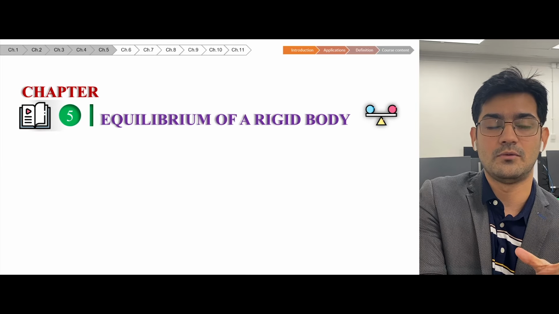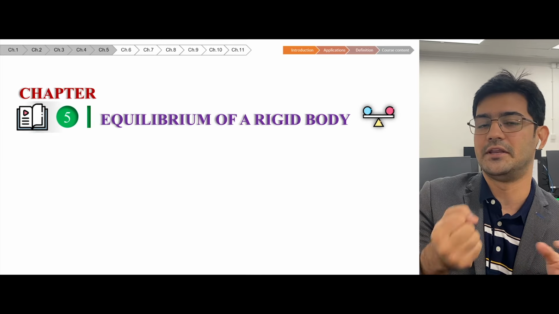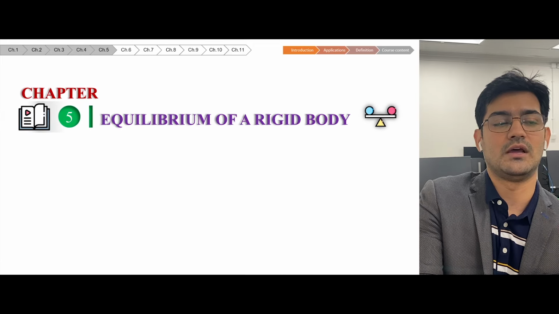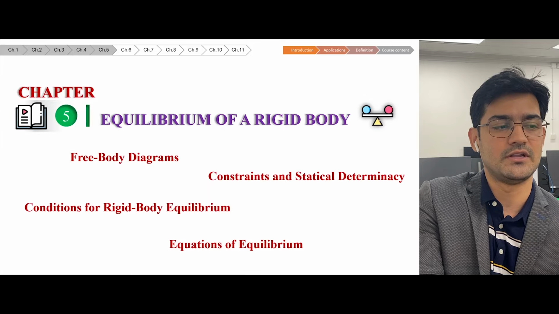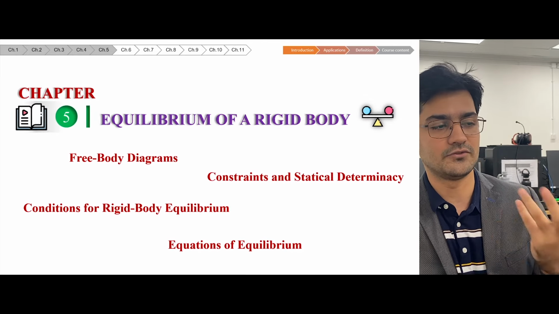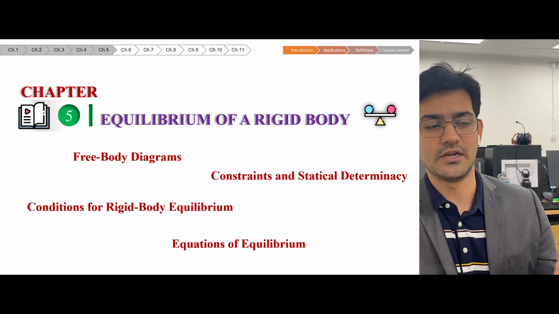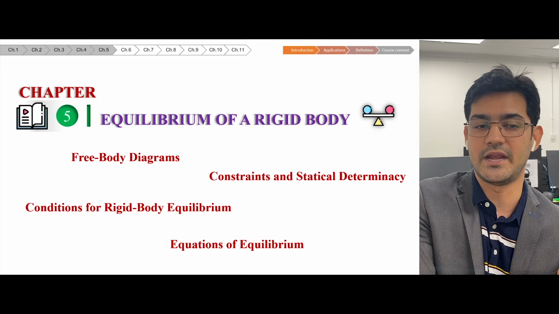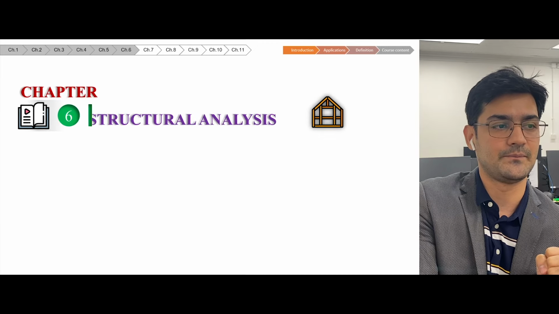Chapter 5 will be on equilibrium of a rigid body. A rigid body is also one of the objects. So we'll study equilibrium of a rigid body, and in this chapter, we're going to study free body diagrams, conditions of rigid body equilibrium. We'll also understand equations of equilibrium, constraints, and statical determinacy.